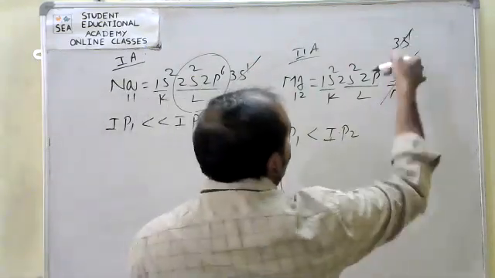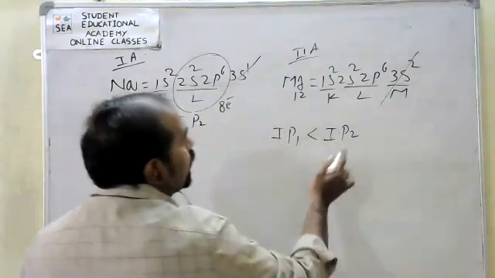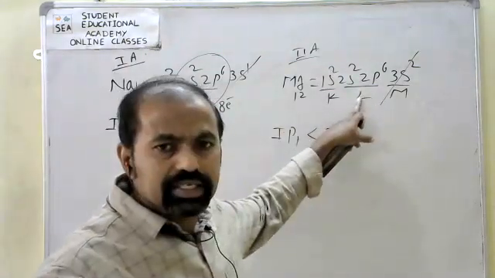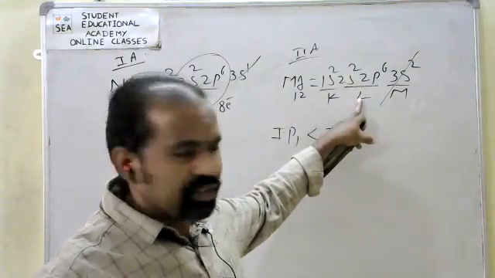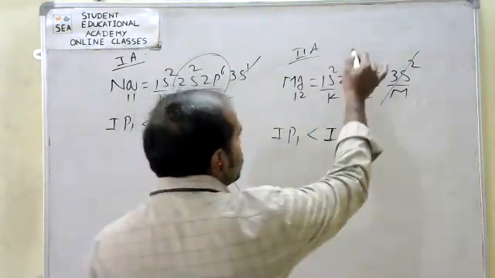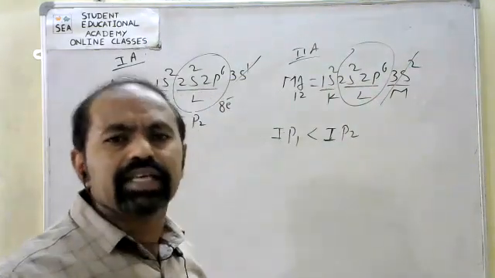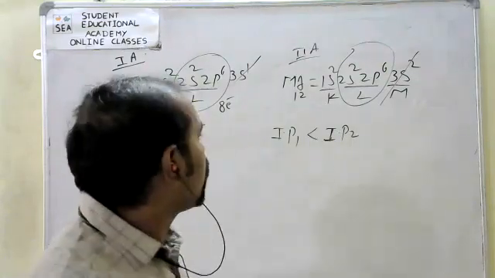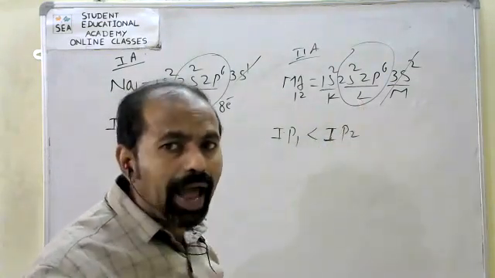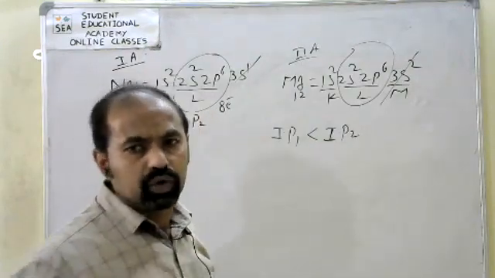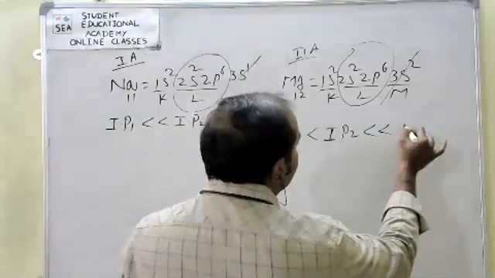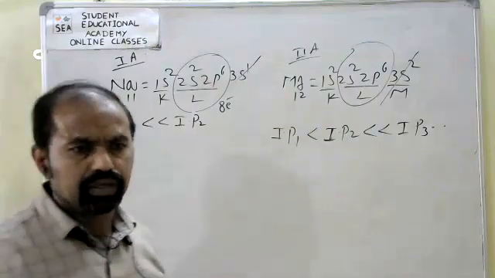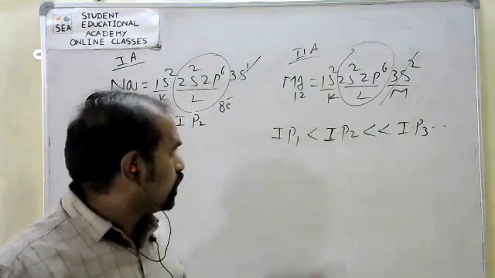But after removing the second electron, the magnesium gets a stable electronic configuration. See this, the L shell has 8 electrons, which means it is highly stable. Because of that, electron removal is very difficult. So IP3, the removal of the third electron, is highly difficult. That means very high ionization potentials are observed. Sudden jumps are observed. See this.